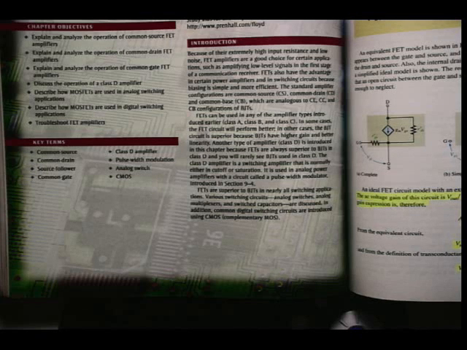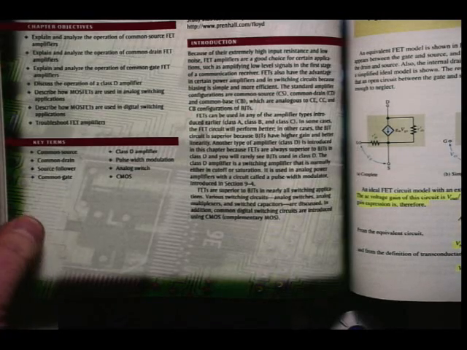Various switching circuits, analog switches, analog multiplexers and switched capacitors are discussed. In addition, common digital switching circuits are introduced using the CMOS, complementary metal oxide semiconductor. Alright, the first one we're going to look at is the common source amplifier.